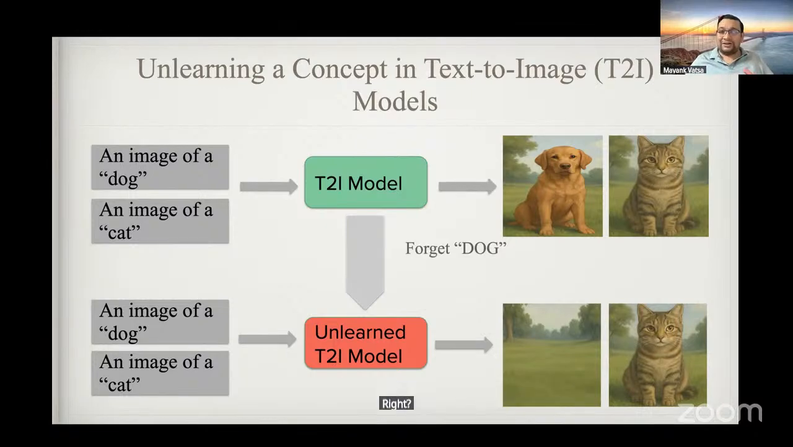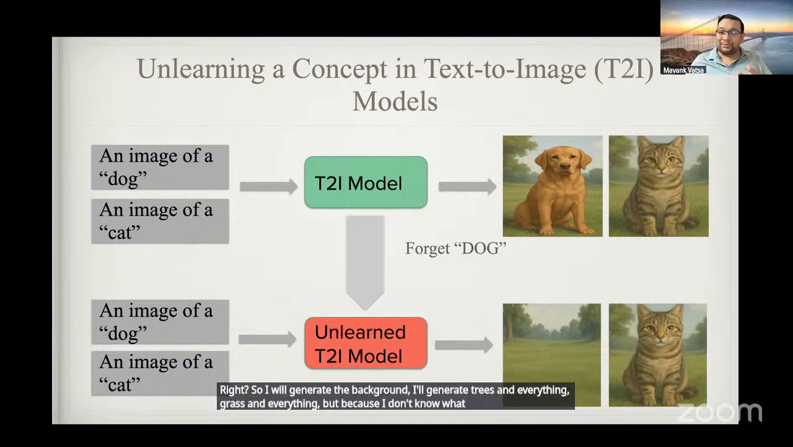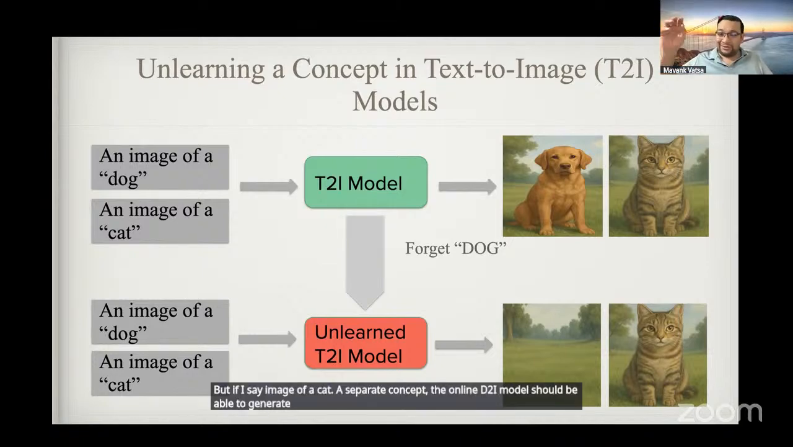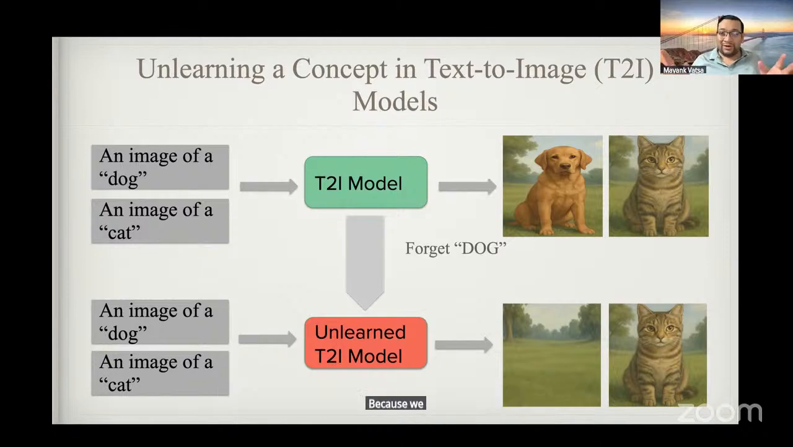I will generate the background, trees and grass and everything, but because I don't know how a dog should look, I should not be able to generate that. But if I say image of a cat, a separate concept, the unlearned T2I model should be able to generate the background, the grass, and the cat, because we haven't forgotten how a cat should look. And that's broadly the concept.